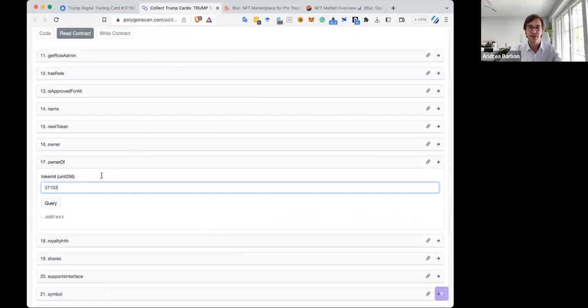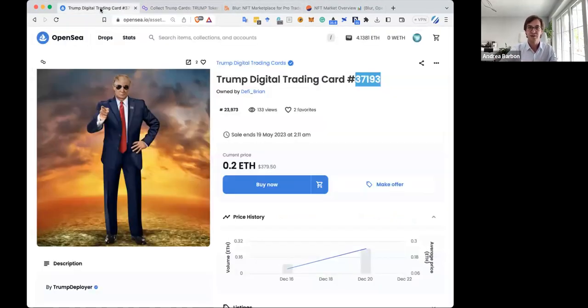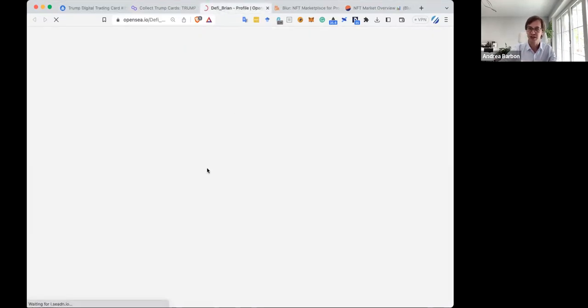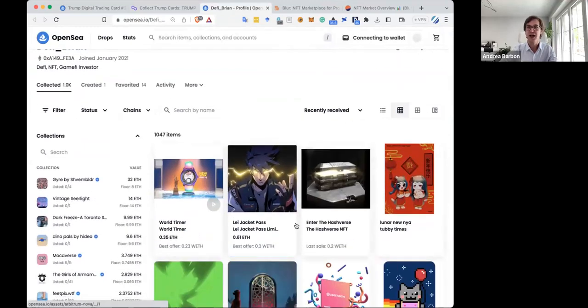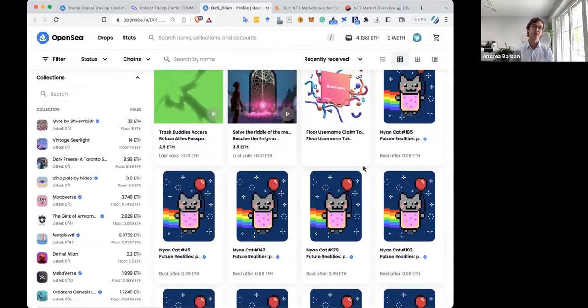So I can go here on the blockchain explorer and ask the smart contract who is actually owning this NFT. And it's going to give me the address of this guy. So that's the wallet that owns the NFT. And the exchange, by calling this function, is able to tell me that this NFT is owned by DeFi Brian, which is the guy holding that wallet address. If I click on it, I can actually see the other NFTs held by this account. So you can see that on the blockchain, everything is very transparent and information about ownership of NFTs is public.